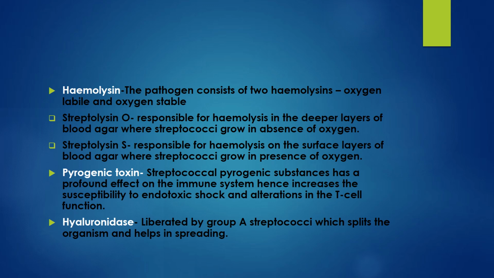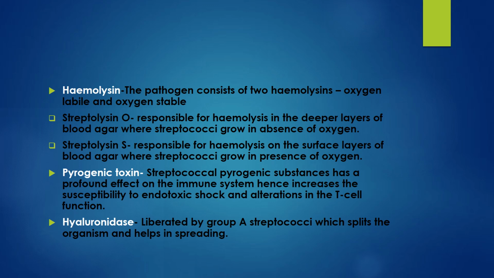Next is hemolysin. Now, the pathogen consists of two types of hemolysins, oxygen labile and oxygen stable. They are streptolysin O and streptolysin S. Streptolysin O is responsible for hemolysis in the deeper layers of blood agar where streptococci grow in the absence of oxygen. I repeat, in the absence of oxygen. Streptolysin S is responsible for hemolysis on the surface layers of blood agar where streptococci grow in the presence of oxygen.